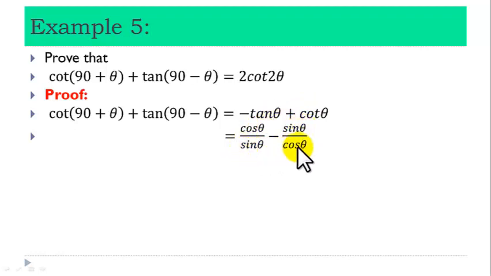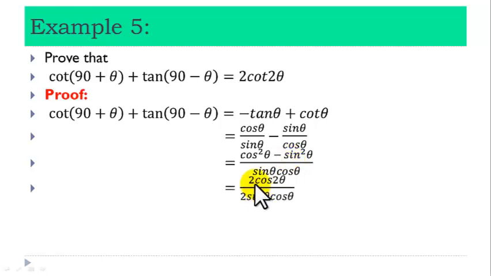The LCM here is sin theta cos theta. Sin theta cos theta divided by sin theta is cos theta, times cos theta will give us cos squared theta, minus sin theta cos theta divided by cos theta is sin theta. Sin theta times sin theta is sin squared theta. But cos squared theta minus sin squared theta is cos 2 theta. So this is equal to cos 2 theta all over sin theta cos theta.